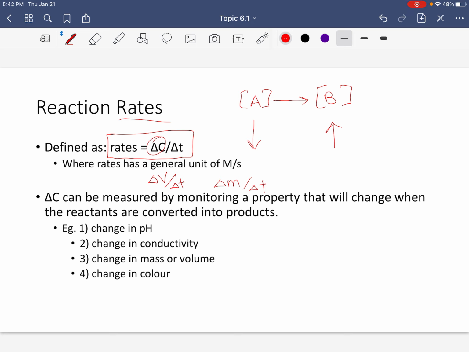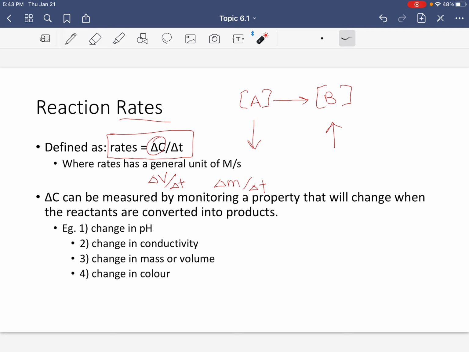Especially when you're talking about gas, the volume of A decreases as the reaction proceeds, because the volume of B will now start to increase. When one goes down, the other goes up. Now that's pretty obvious, because as this reaction goes along, you're going to get less and less of this, while you're getting more and more of these. So delta C, or delta V, or delta M, whatever you're measuring, they can be monitored.